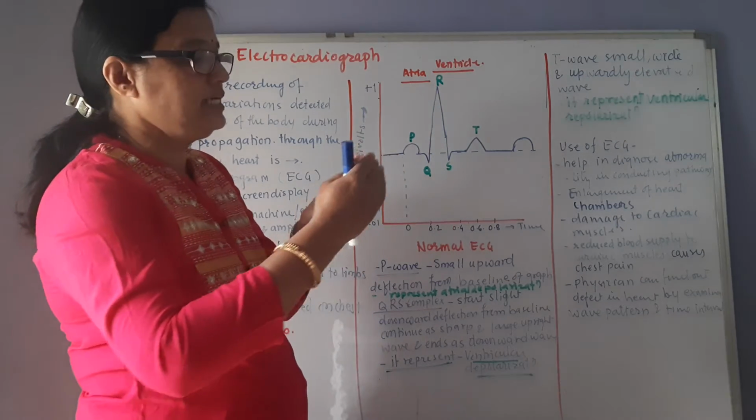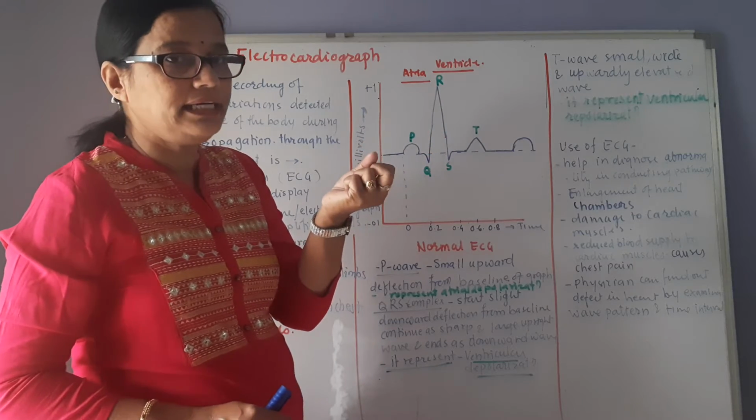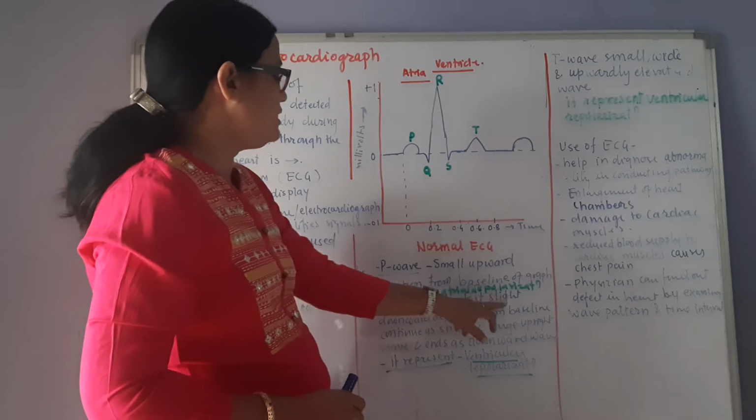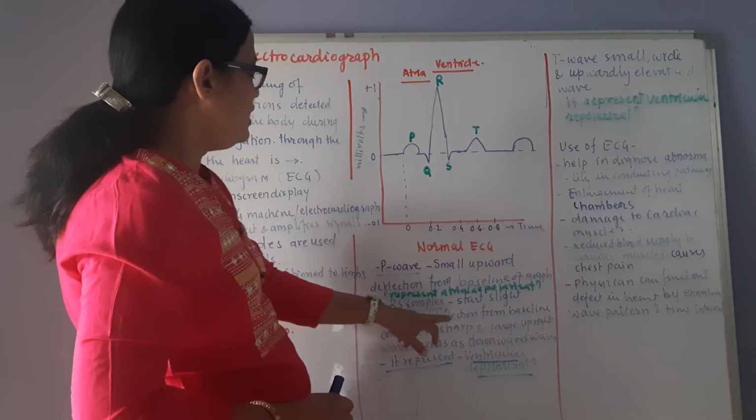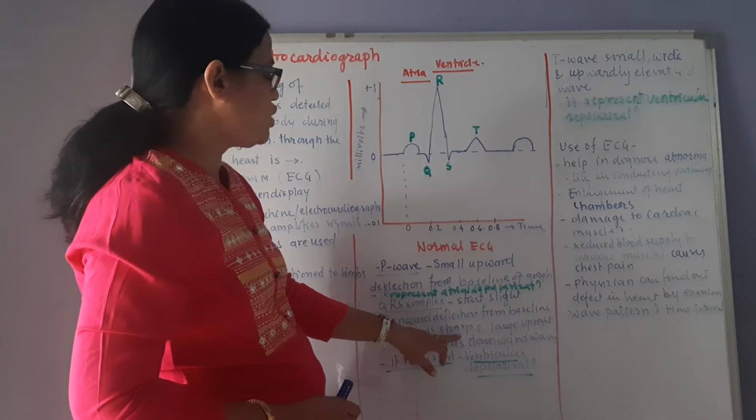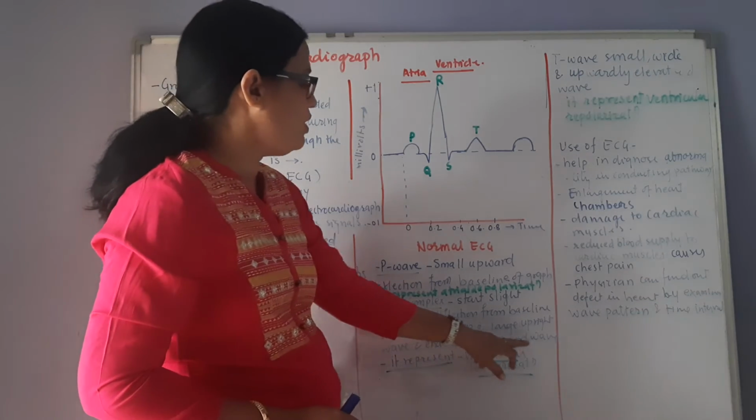So as the waves move forward, the atria will get contracted, right? Then the QRS complex starts with a slight downward deflection from the baseline and continues as a sharp and large upright wave, and ends as a downward wave.